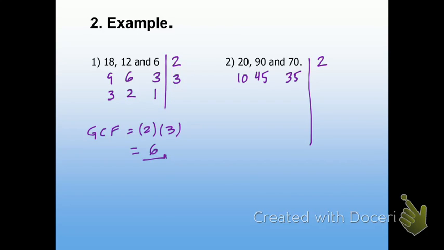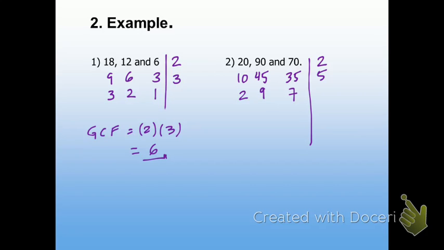Now, 3 can divide 45, but it cannot divide 10 and 35, so I cannot use 3. So I move to the next prime number. It's 5, and 5 can divide 10, 5 can divide 45, and 5 can divide 35. So that is the number that I have to use, because it can divide these three numbers at the same time. So I divide 10 by 5, it's 2. I divide 45 by 5, it's 9. And I divide 35 by 5, which is 7. So I have 2, 9, and 7.